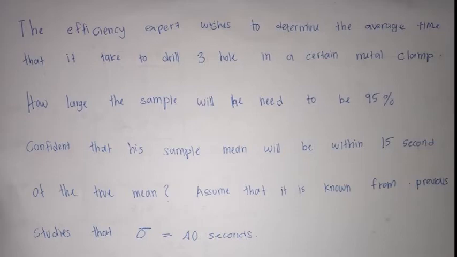Okay, let's take a look at the example. An efficiency expert wished to determine the average time that it takes to drill 3 holes in a certain metal clamp. How large must the sample be for him to be 95% confident that his sample mean will be within 15 seconds of the true mean? Assume that it is known from previous studies that the standard deviation is equal to 40 seconds.